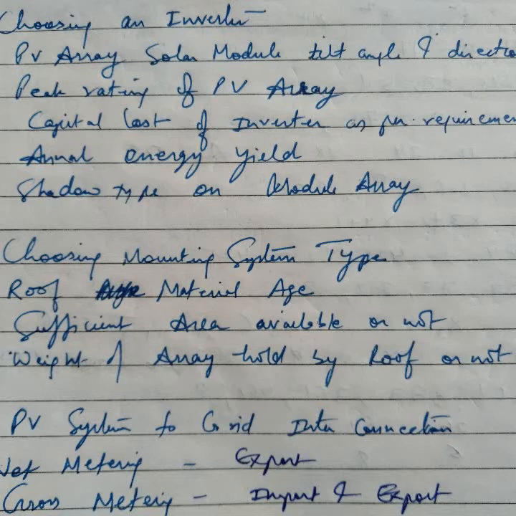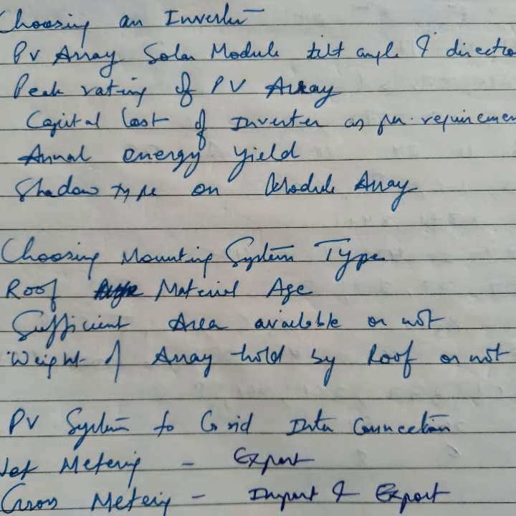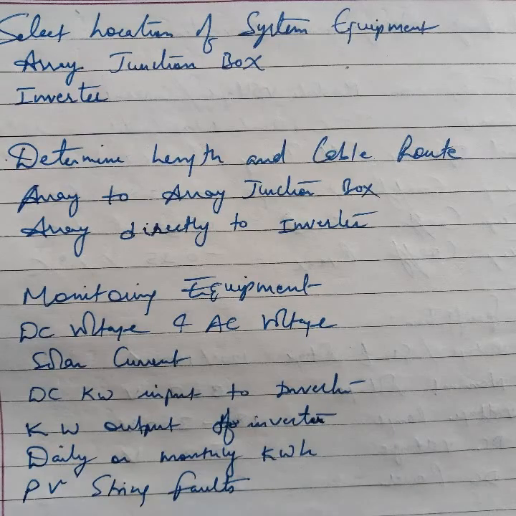Then module mounting system, roof material age, sufficient area available or not, weight of array held by roof or not. PV system to grid interconnection is net metering, export, and gross metering, import and export.